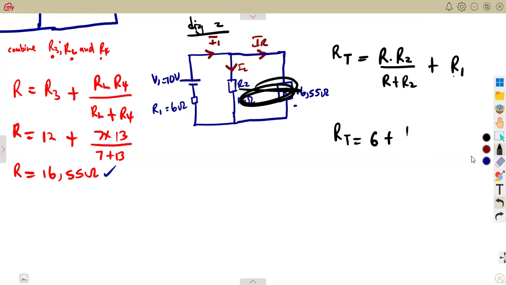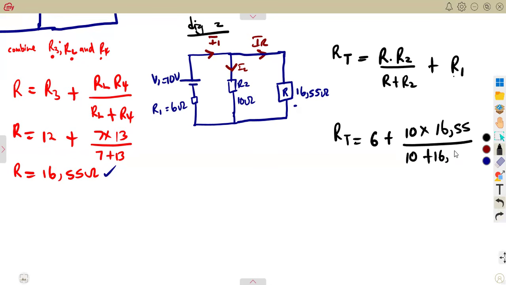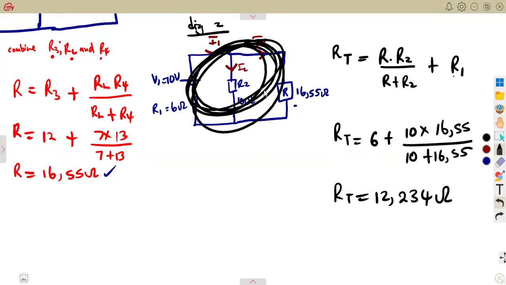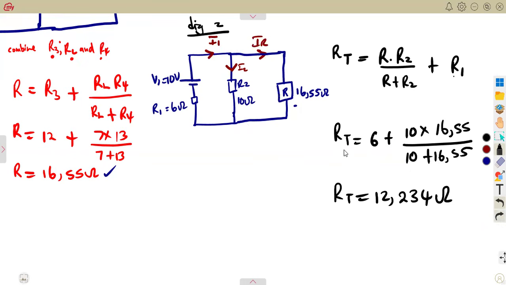That is going to be 10 times 16.55 divided by the sum 10 plus 16.55, like this. So there we are going to have the total resistance, which is going to give us 12.234 ohms for the whole circuit. This one, we have the total resistance.